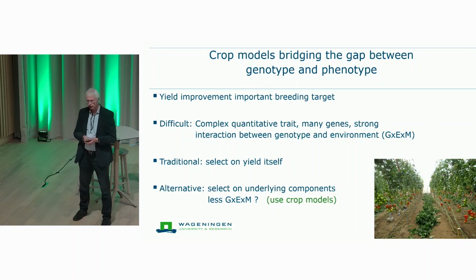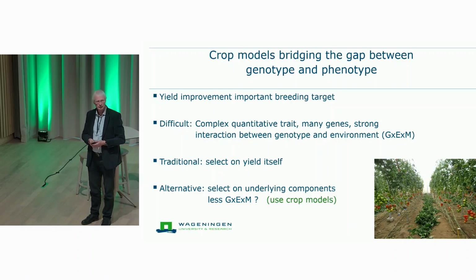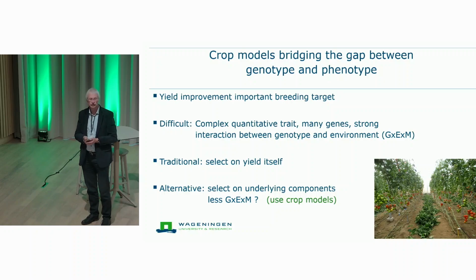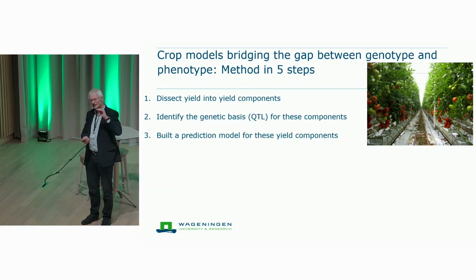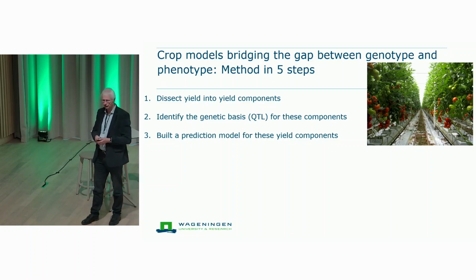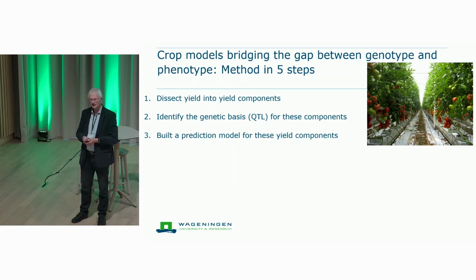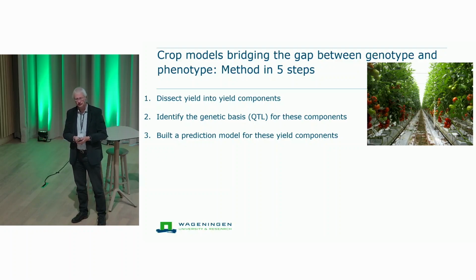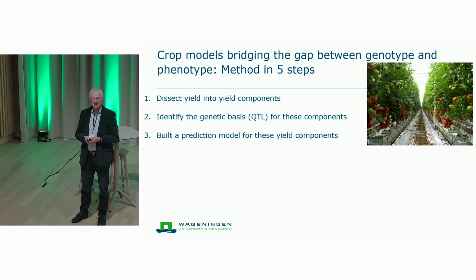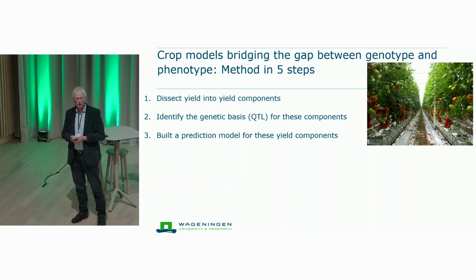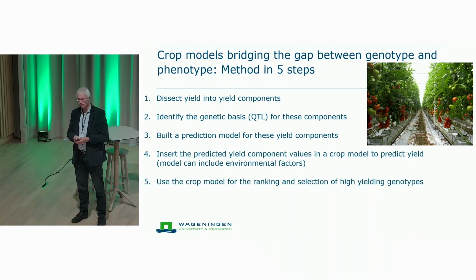We can use crop models. And I say crop models here, but in the example I will present, that is still a bit limited because that's yield-dissection models. So that's static models, but I will show at the very end that we can also do this with dynamic models. So the 5 steps in the procedure are shown here. We dissect yield into yield components. Then we identify the genetic basis for these components, the QTLs, and then we build a prediction model for these yield components. And then 2 more steps.